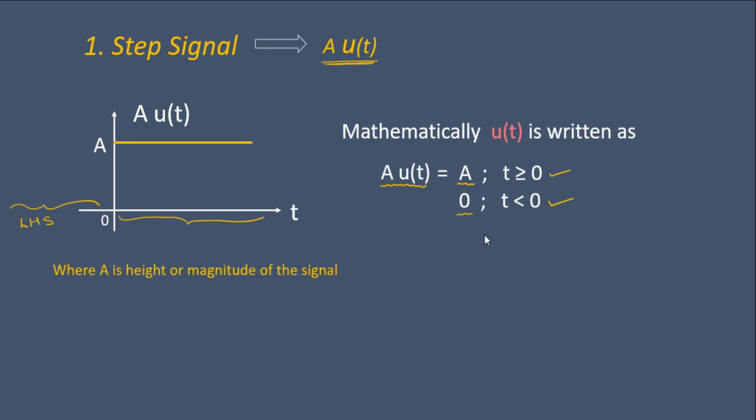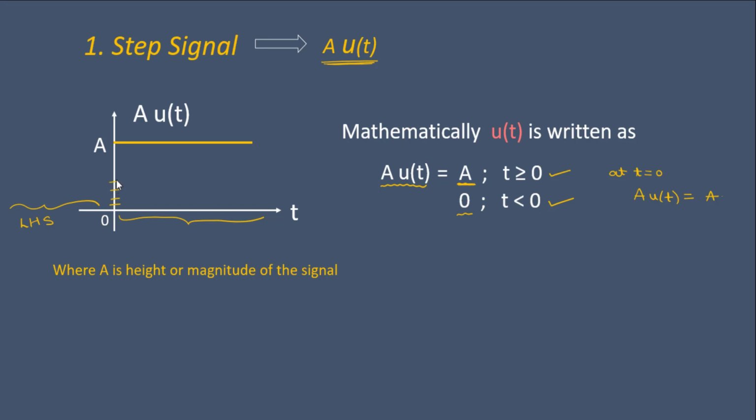It is very important to know how to write a signal in mathematical form. Now, the value of signal a u of t at t equals 0, we have said it is nothing but a, as the sign is greater than or equal to. So at t equals 0, a u of t is nothing but a. Now if you observe properly, at t equals 0, we have a discontinuity or a sudden change.